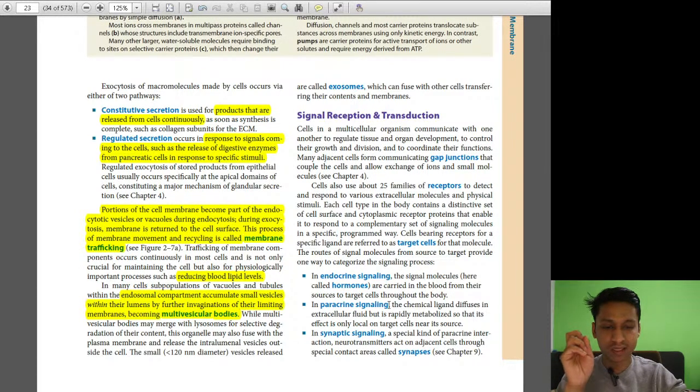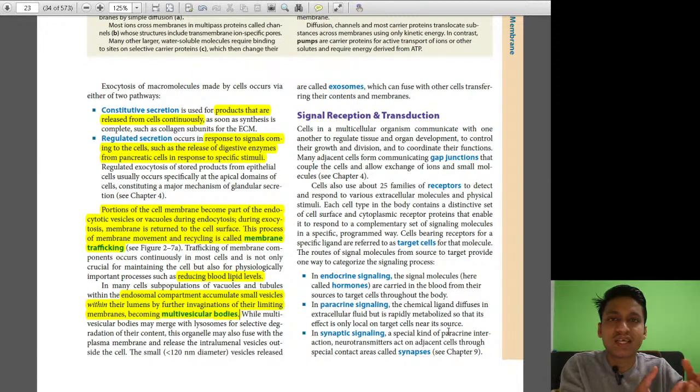In paracrine signaling, endocrine we know. Now the paracrine, the chemical ligands diffuse in the extracellular fluid but is rapidly metabolized so that its effect is only local on target cells near its source. Paracrine, these are types of also secretions. Paracrine secretion is type of secretion where it just secretes its own material in its own environment. So in that case, we do not need to travel these secretions. In the same way, in paracrine signaling, we have chemical ligands that diffuse in the extracellular fluid around the area where they are already secreted, and they just create a response and they are specific to the targeted cells in that area. This type of signaling is called paracrine signaling.